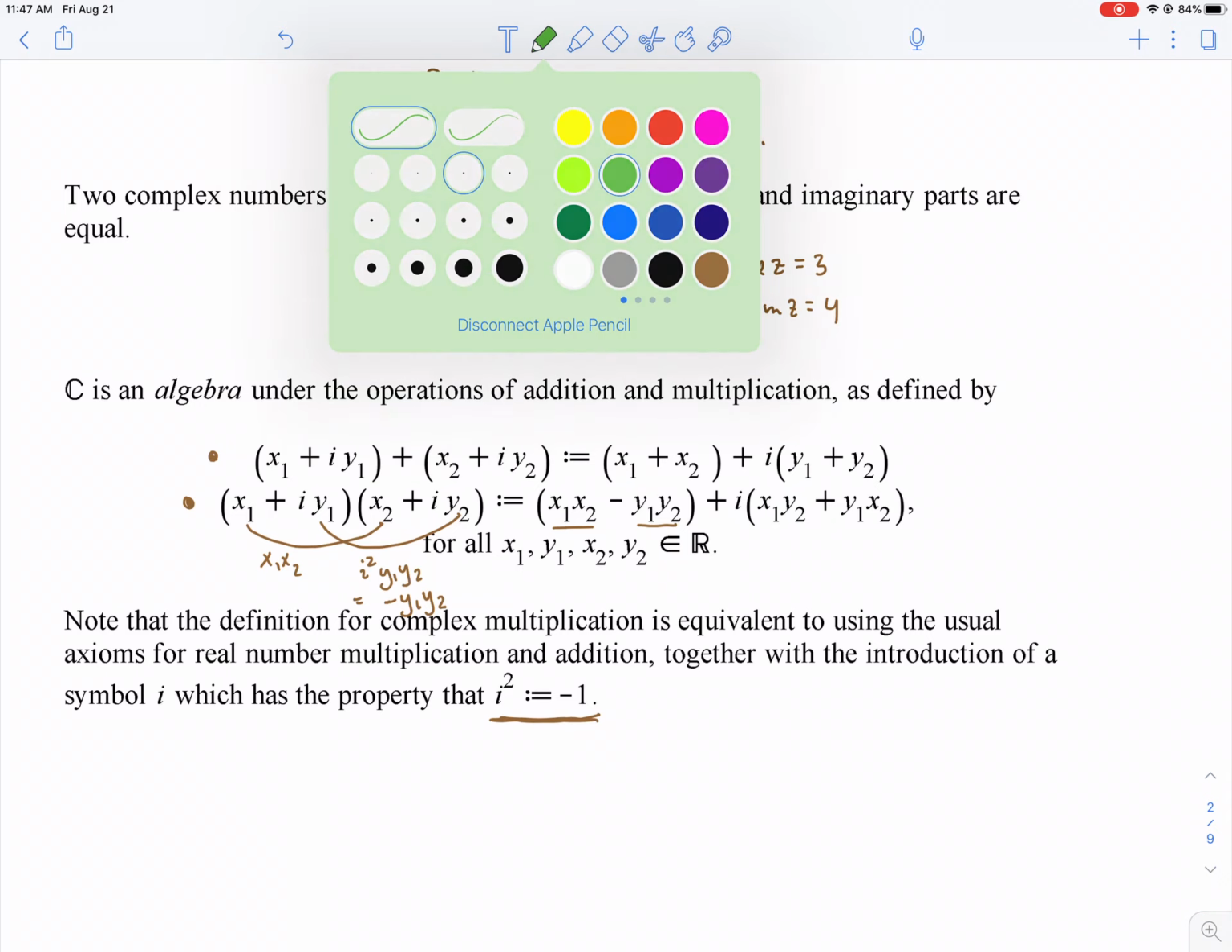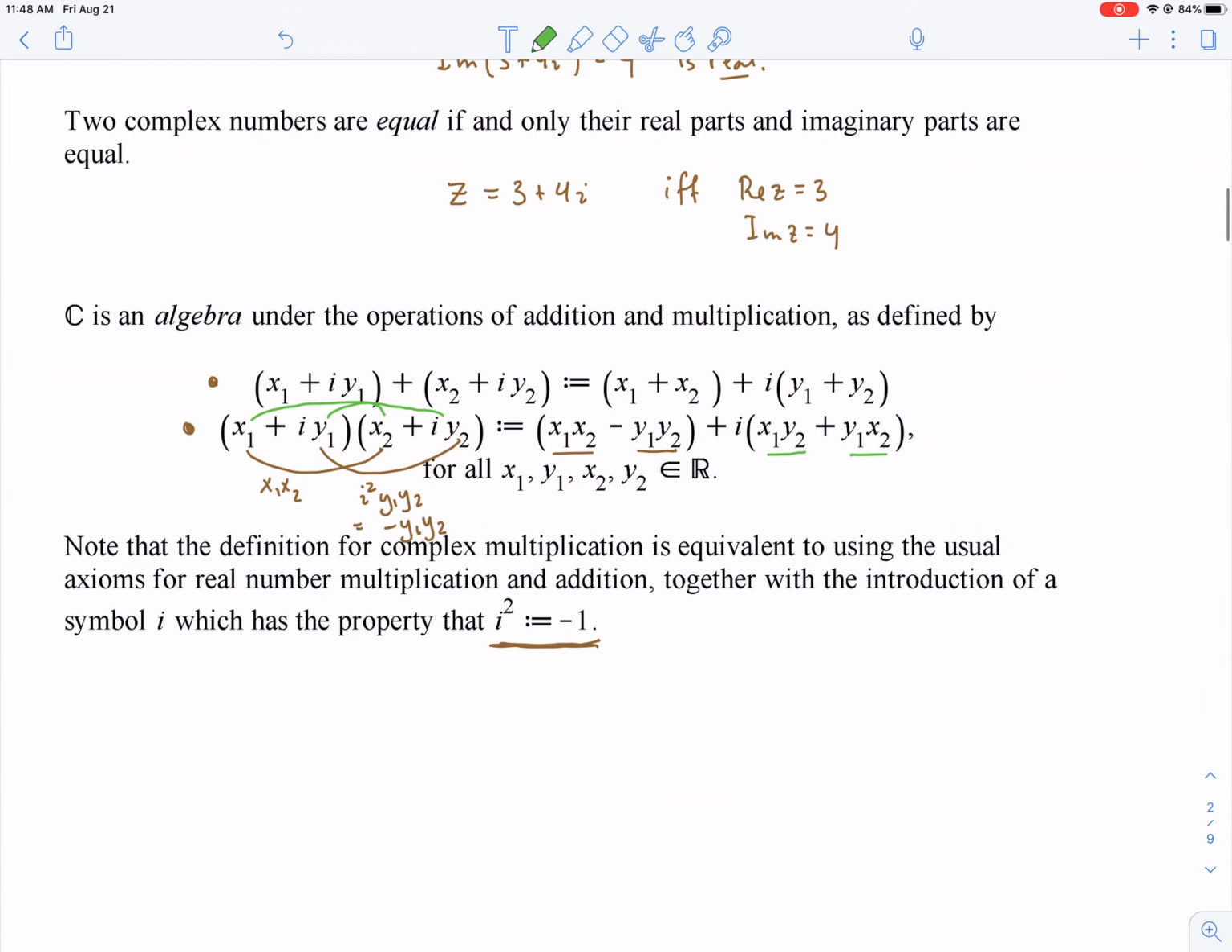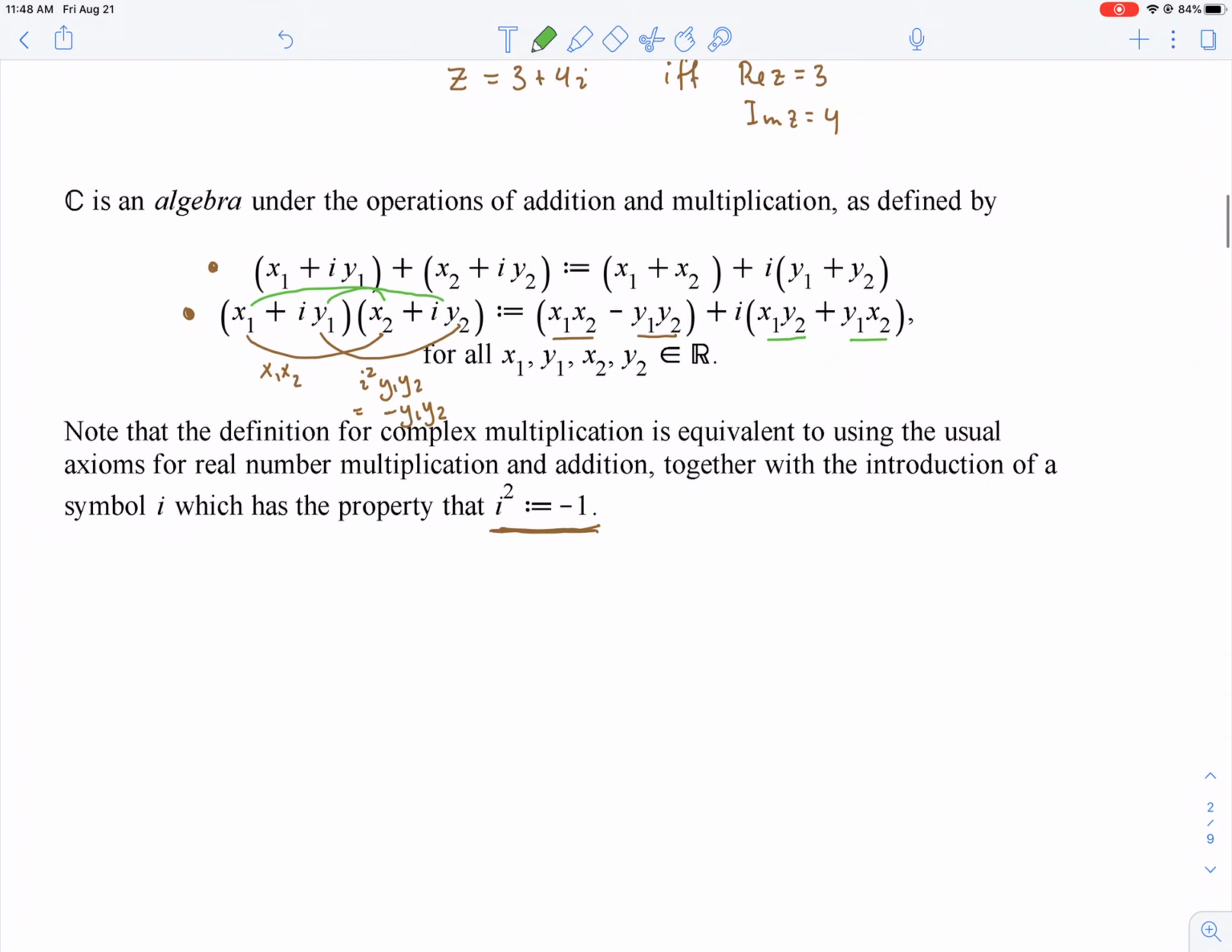And if you look at the other two terms from the product on the left, you will get an x1 iy2 and a y1 x2 times i. Okay, so the rule for complex multiplication is equivalent to just saying use regular arithmetic rules, and everywhere you see an i squared, replace it with a -1.